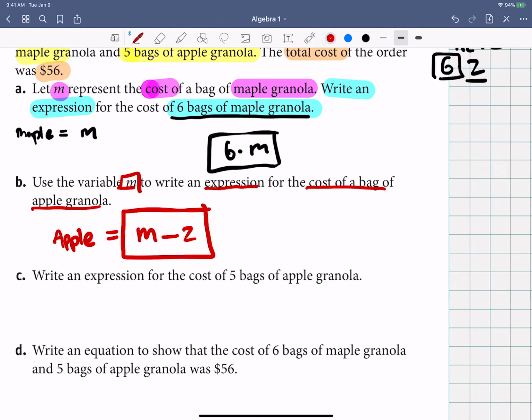And now it says here, write an expression for the cost of 5 bags of apple granola. So if the price of an apple granola is M - 2, you can treat that as one thing, and we're going to put parentheses around it. M - 2, that's the price of one apple granola. If you want to buy 5 of them, you're going to be multiplying 5 to all of this. Same thing like here. If maple costs M and you're buying 6 of them, it's 6 times M. Right here, apple costs M - 2, so you're going to do 5 times (M - 2).